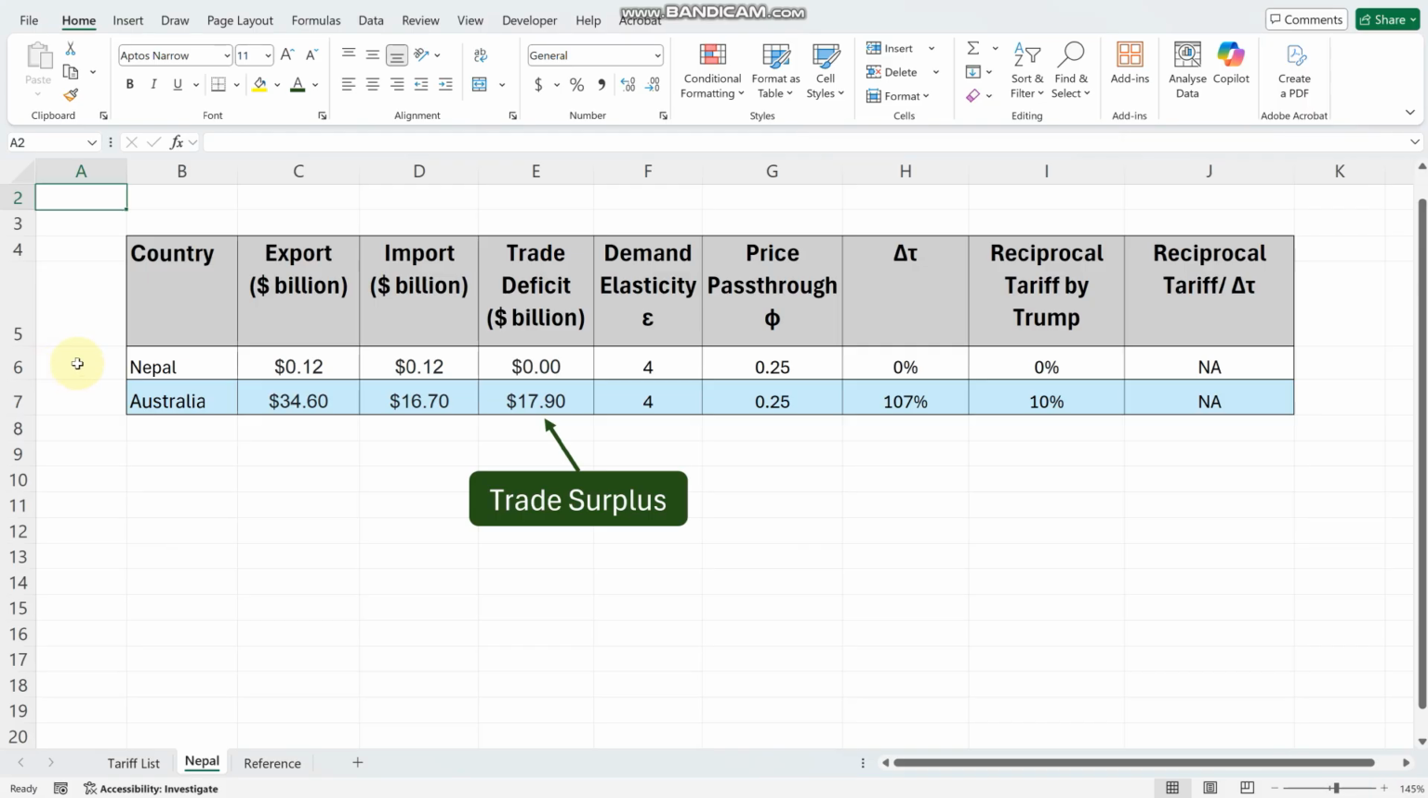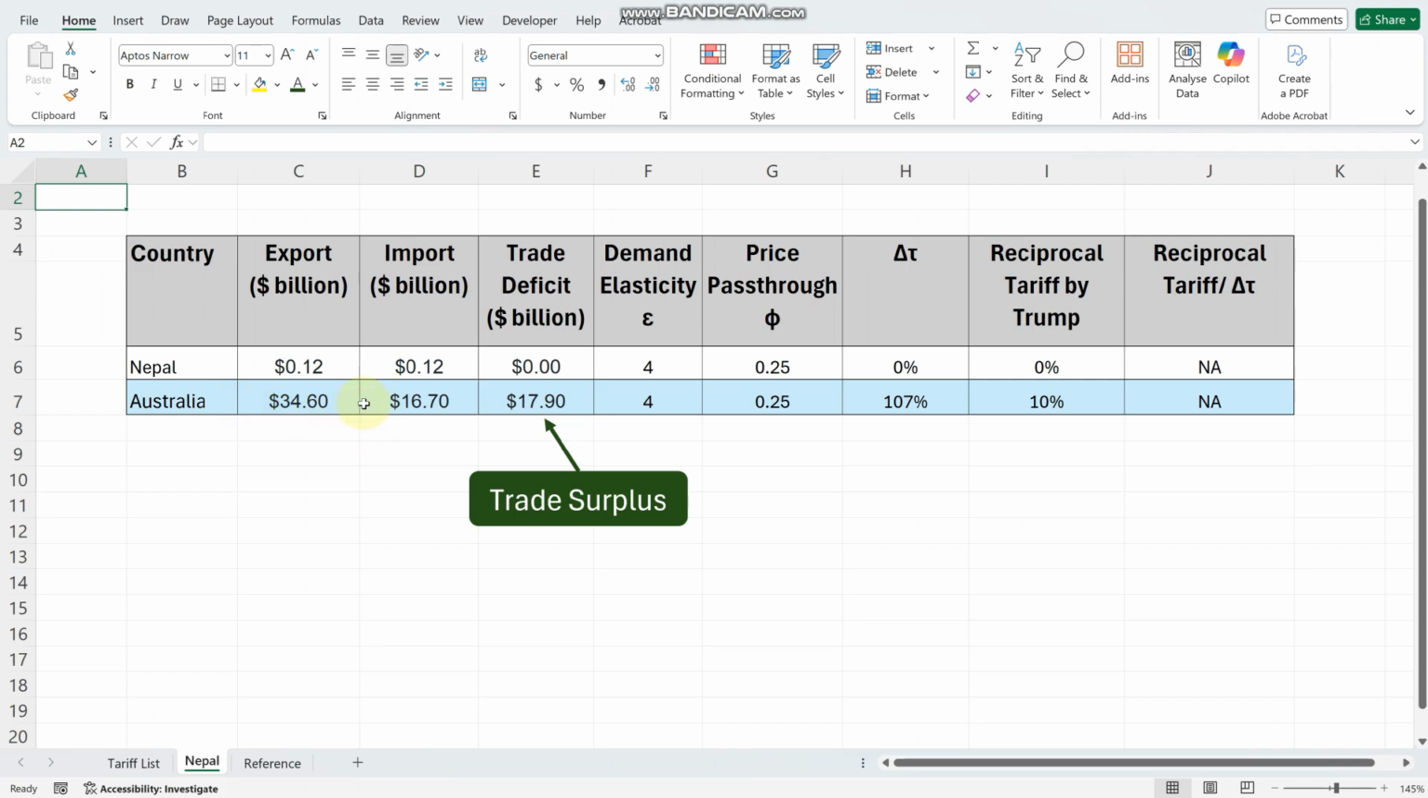Now let's look at a country that is very close to my heart, Nepal. You can see that the exports and imports from Nepal are roughly equal, which means that the US has no trade deficit with Nepal, and Trump has been just with Nepal and has not levied any tariffs on Nepal. Well, that's great. And poor Australia.